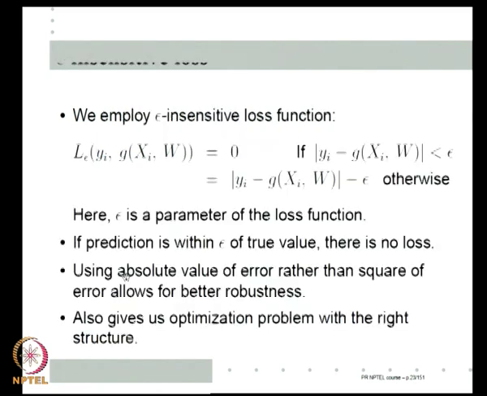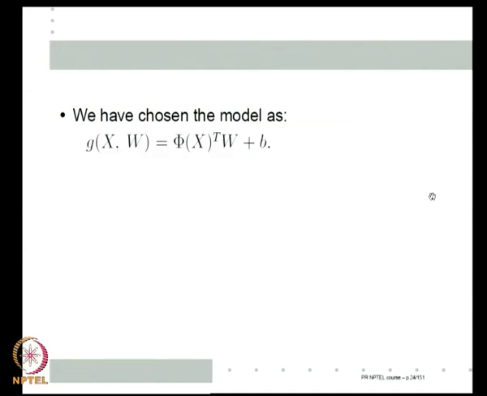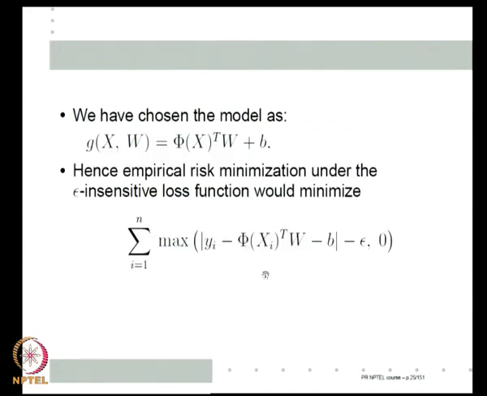That is my epsilon insensitive loss function. If the difference is less than epsilon, the loss is 0, otherwise the loss is this minus epsilon. So, the loss is actually the maximum of this minus epsilon comma 0. That is what I have to minimize. I can put 1 by n to make it actually an empirical risk, but that does not really make any difference when I am minimizing this. So, this is what I want to minimize.